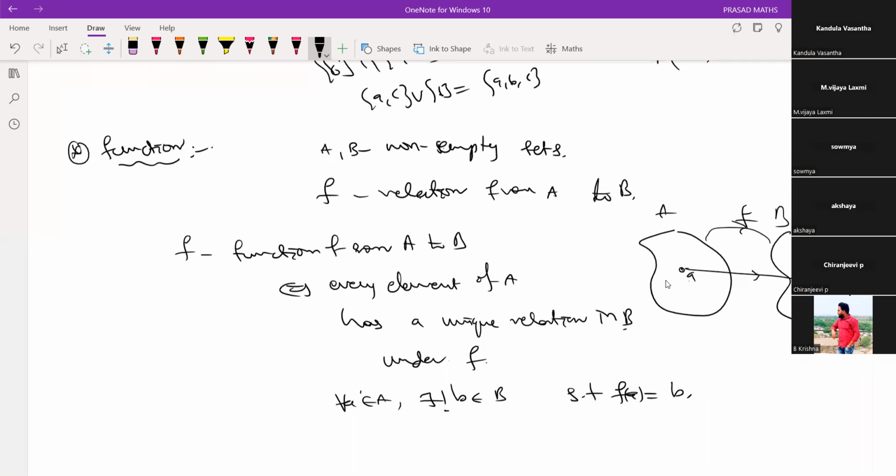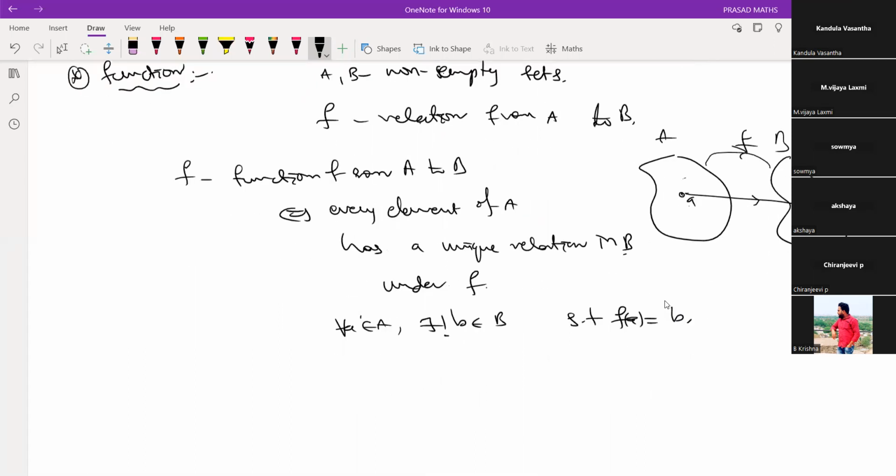F is a function. There is no rest of the pieces in A. All the elements should be related. No element is left out. Understand? No element is relaxed. Every element is mapped, and every element is mapped to a unique element.